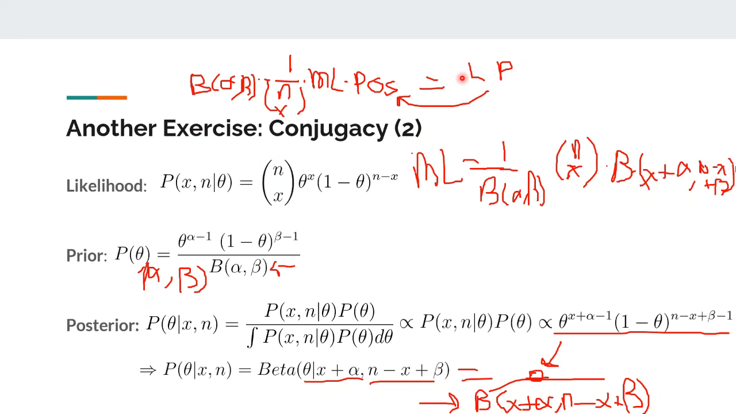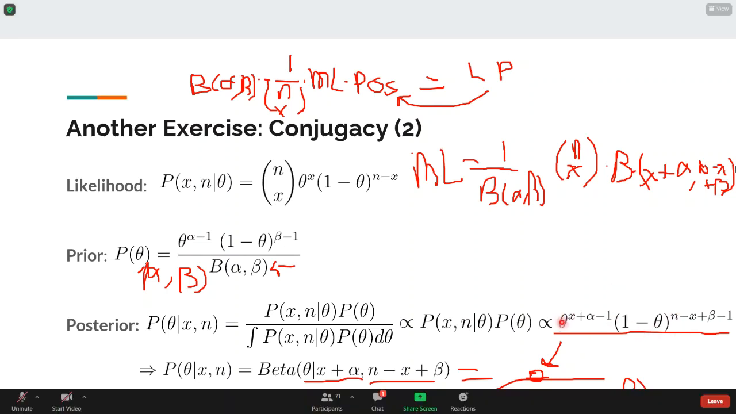So our L times P is this term times this term. But since we only want to look at the terms where theta is relevant, we don't care about x, we only care about theta. That is why we want to do something with this term and this term. So we just put it on the other side and we'll deal with it later. So we can find this term without ugly beta functions and combinatorial stuff. So we put it here, but for this one, we have to multiply both sides to get rid of it. And for this one, we have to divide both sides to get rid of it.